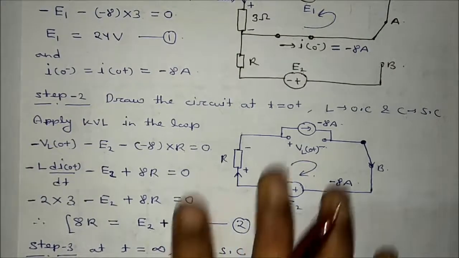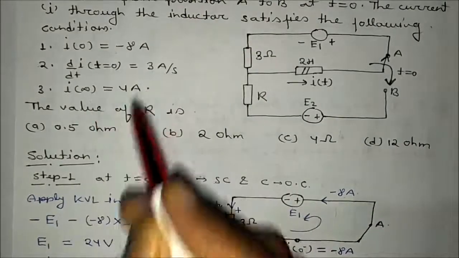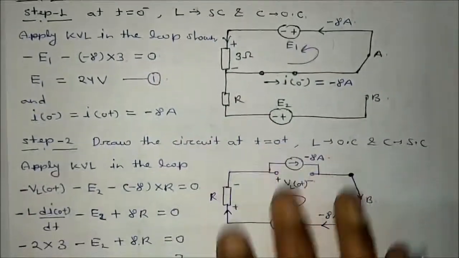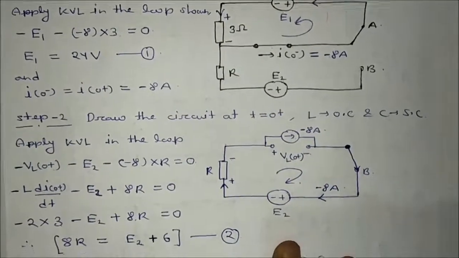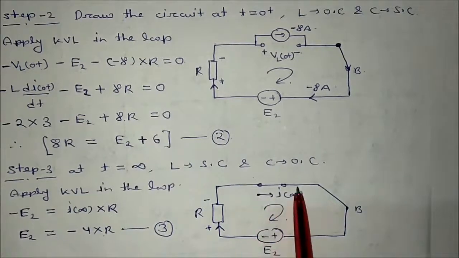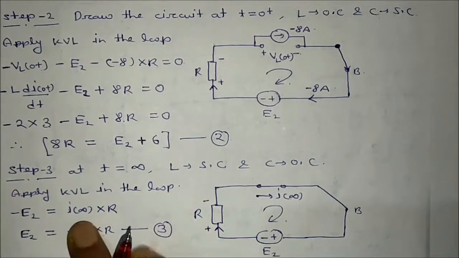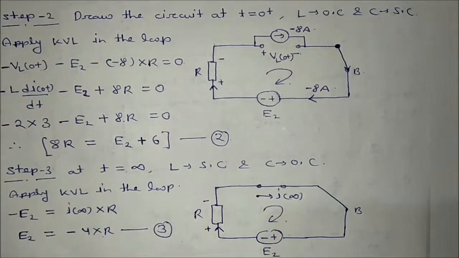And the last equation is also mentioned here: at t equal to infinity, the IL current has been given to us. So draw the circuit at t equal to infinity. At t equal to infinity, L will again be short circuited, and the switch is at position B. Apply KVL again, you will get minus E2 minus R into IL infinity equal to 0. So minus E2 is equal to I infinity into R, and I infinity has been given as 4. So E2 you will get is minus 4R.